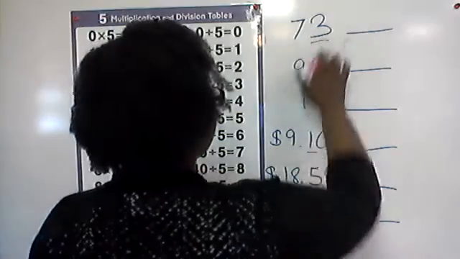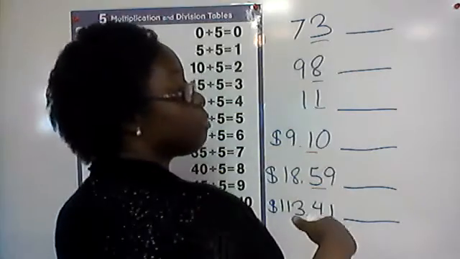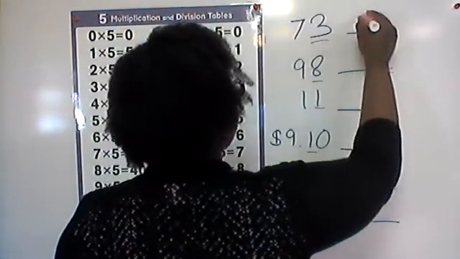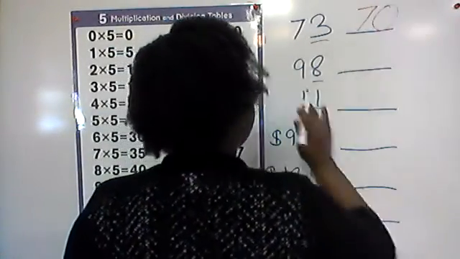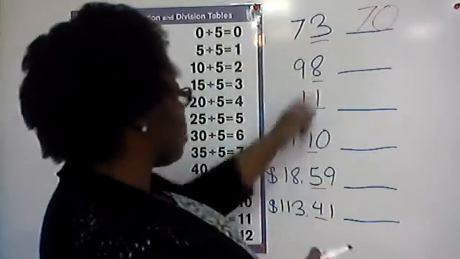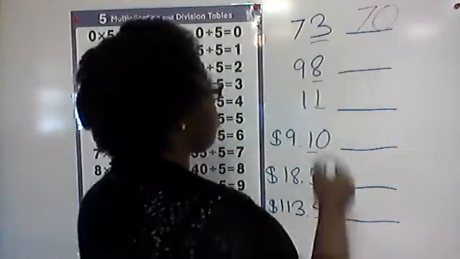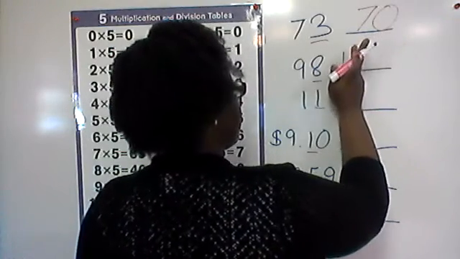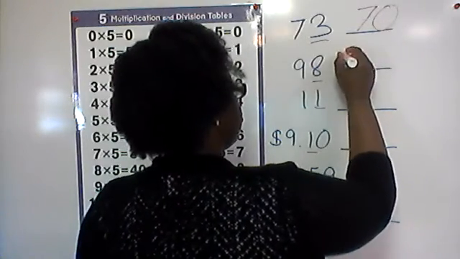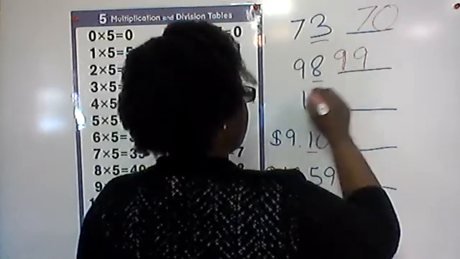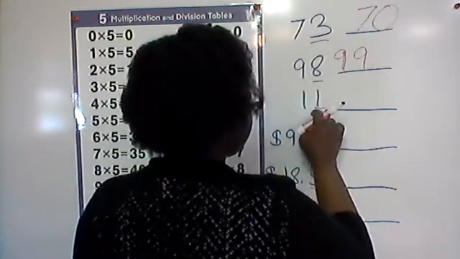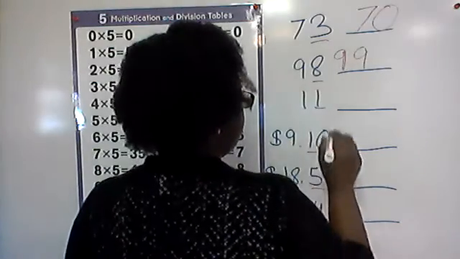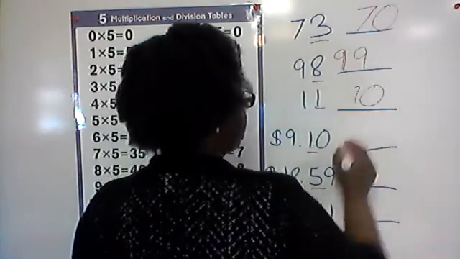So taking a look at the 3, that is 4 down, right? 3 is under 4, so we're going to need to round this down to 70. 98. The 8 is one of those 5 and above, so we're going to round it up to 99. My bad. 11. Well, there's a 1 in the ones place, and that's under 4, so we're rounding it down to 10.